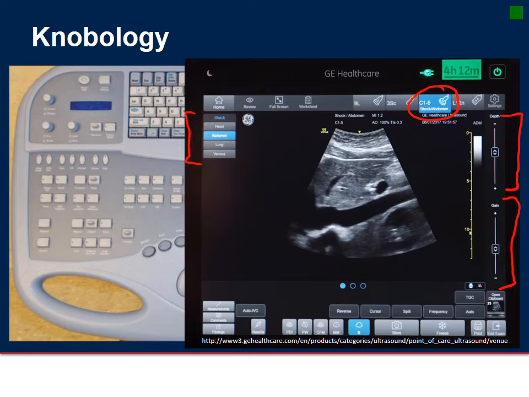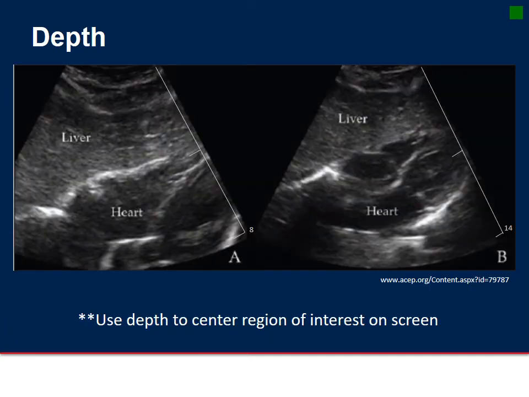It's important to note that every ultrasound machine is going to have these functions in different places, but they all have the same function. The most important thing is just familiarizing yourself with the machine that you're using so that you can use it well. So depth is one thing we can use to optimize our image.